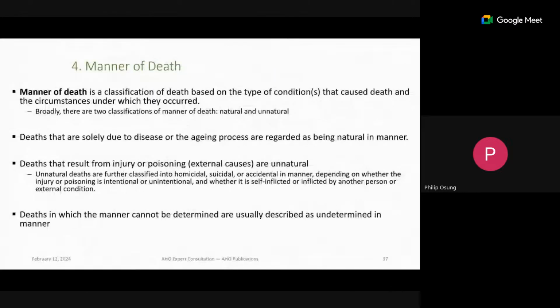The manner of death is different from the cause of death, because this is a classification of death based on the type of conditions. And broadly, you have death due to natural causes and death due to unnatural causes. Deaths that are solely due to disease or the aging process are regarded as being natural in manner.